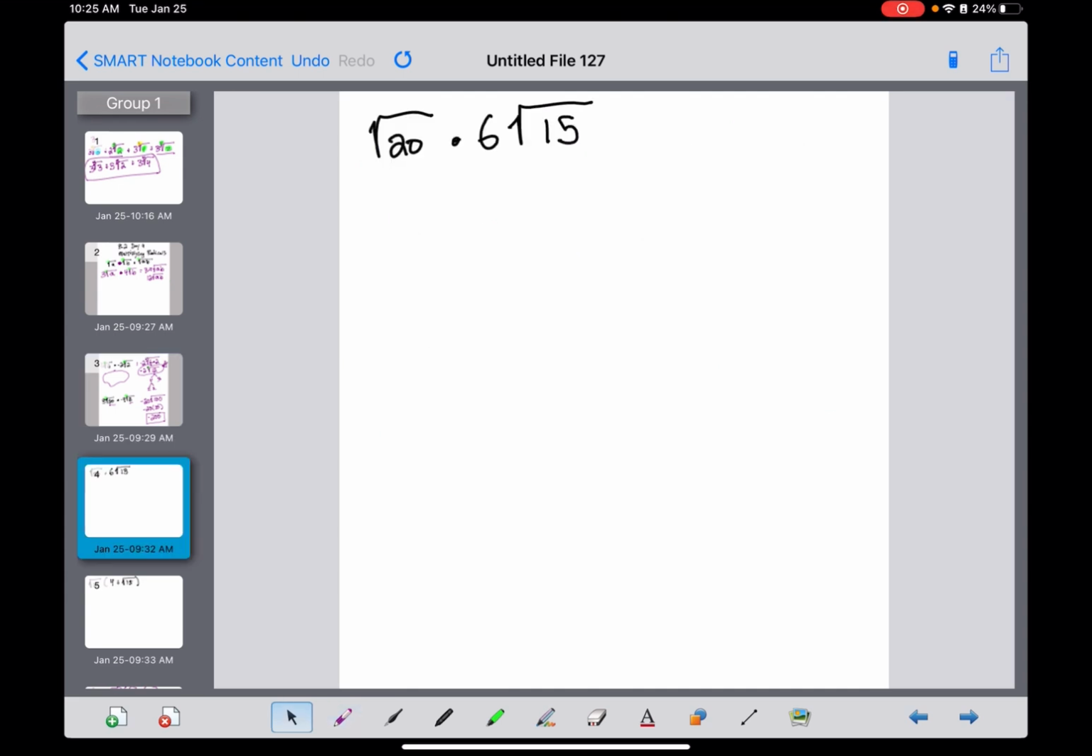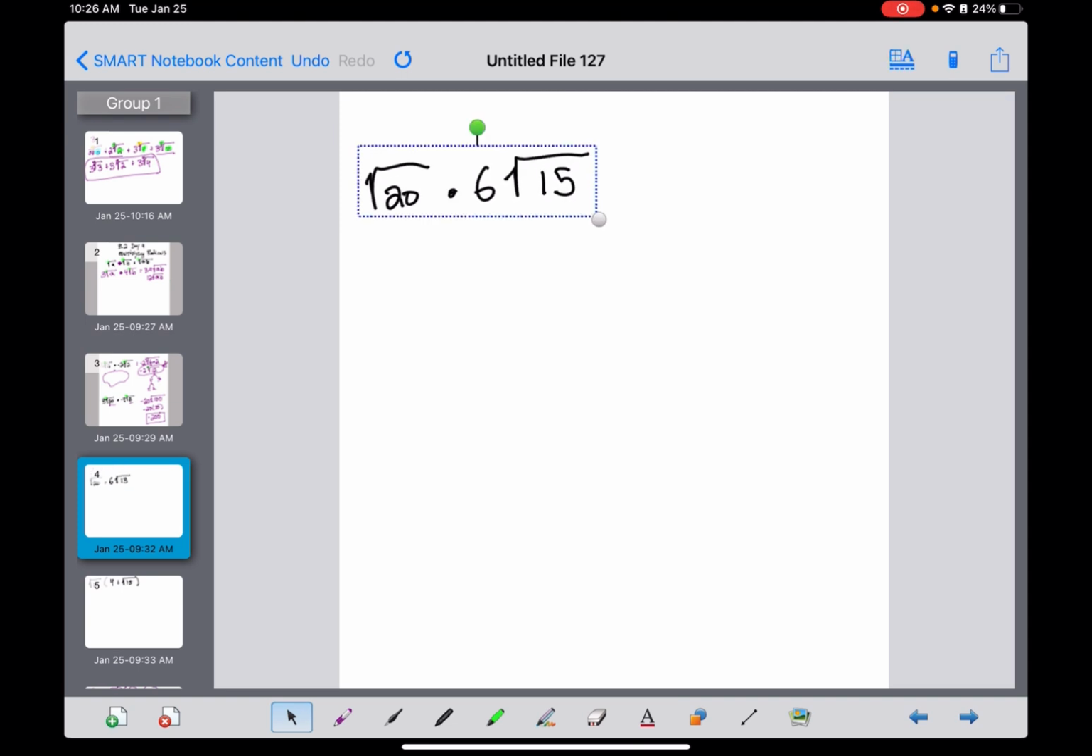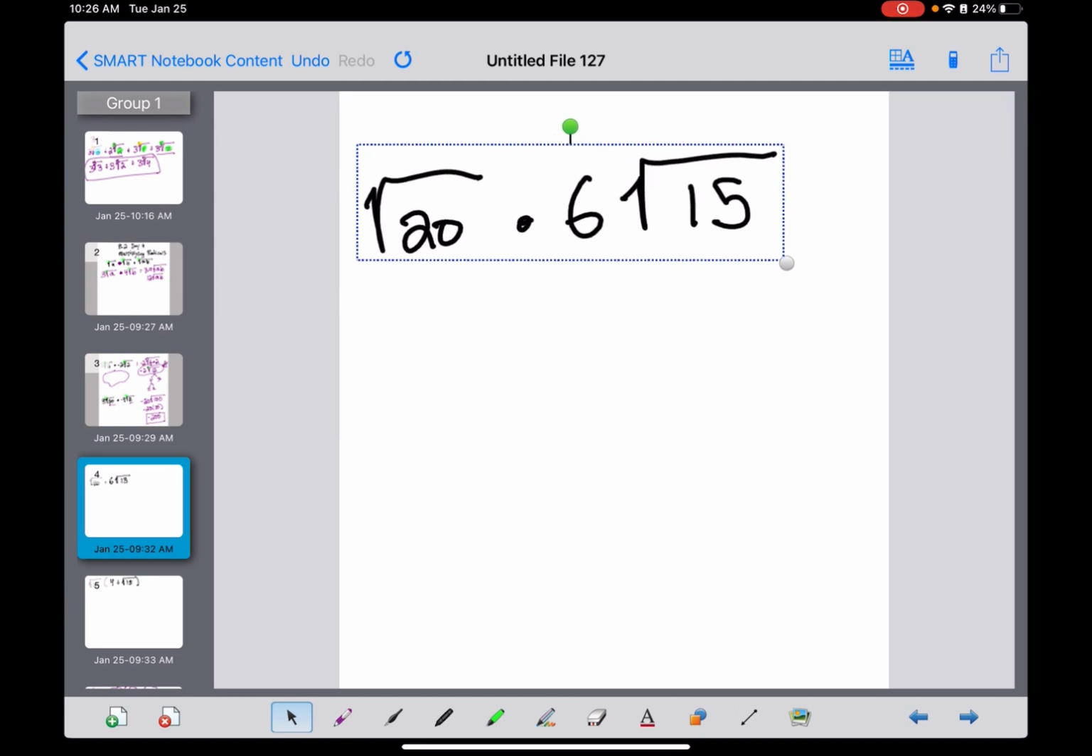Go ahead and give this one a try. Square root of 20 times 6 times the square root of 15.